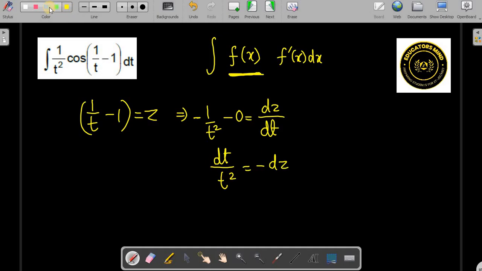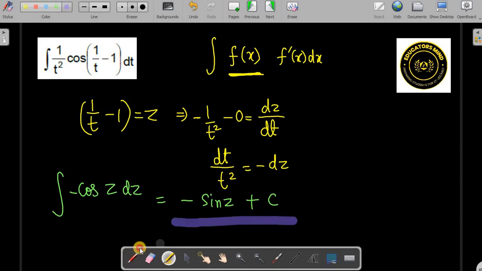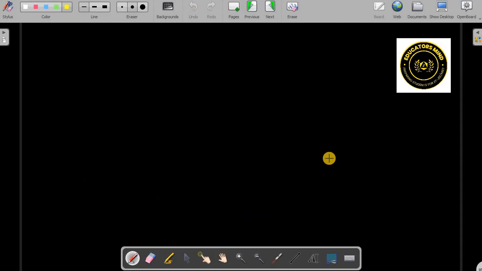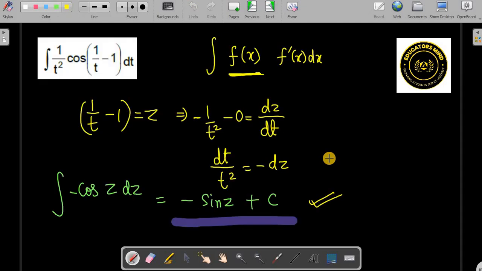Now once you have got this, you can substitute here. The integration will transform to cos of z, and 1 by t square dt is minus dz, so it will become minus. Then cos integration is sine, so it will become minus sin z plus constant of integration. In this manner you can solve these problems. I hope you have understood these questions, and this will be very much helpful in solving problems. Okay, thank you.